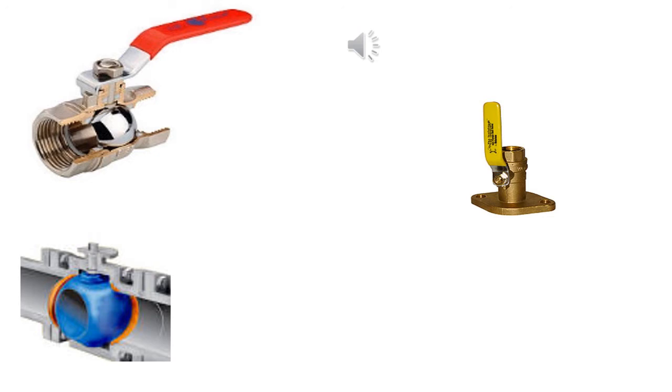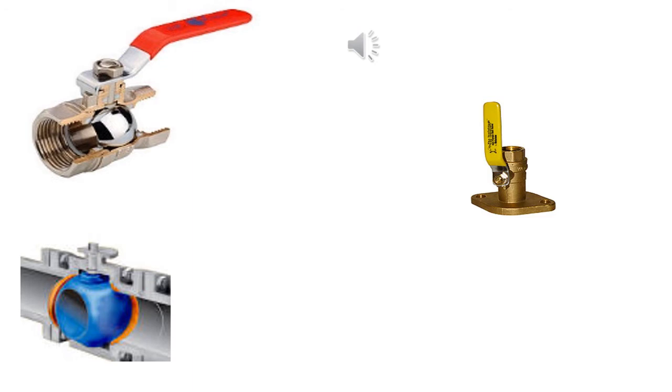When the ball is positioned so that the hole runs the same direction as the passageway, the fluid simply flows through it, and the valve is open. The ball can also be positioned so that the hole is perpendicular to the passageway so that the fluid cannot pass through, and the valve is closed. It is controlled from the outside, often with a handle that is turned back and forth to open and close the valve. The handle will be in line with the pipe when the valve is open and perpendicular to the pipe when the valve is closed.